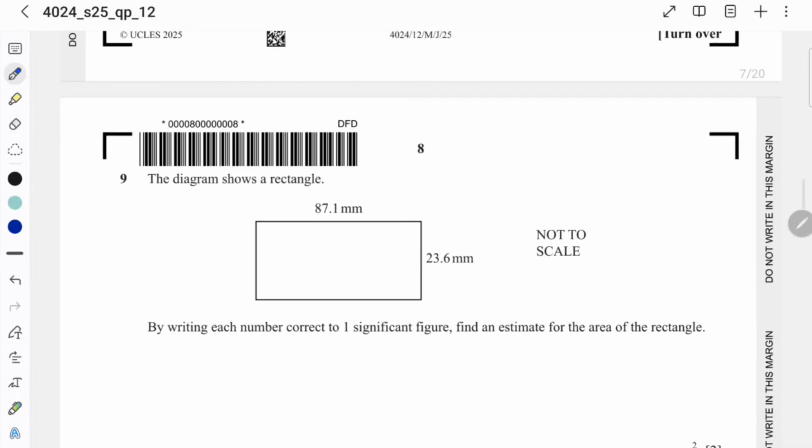The diagram shows a rectangle which is 87.1 millimeters and 23.6 millimeters. By writing each number correct to one significant figure, find an estimate for the area of the rectangle. So we have 87.1. If I round it off to one significant figure, 87.1 will become 90, and 23.6 rounded to one significant figure will become 20.